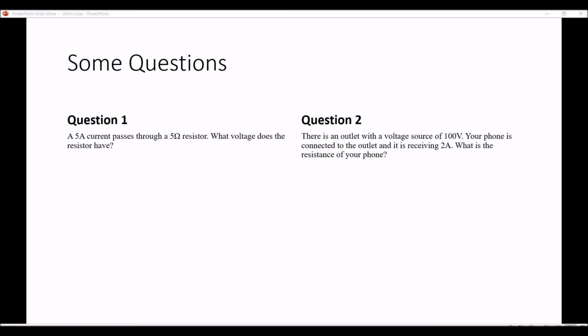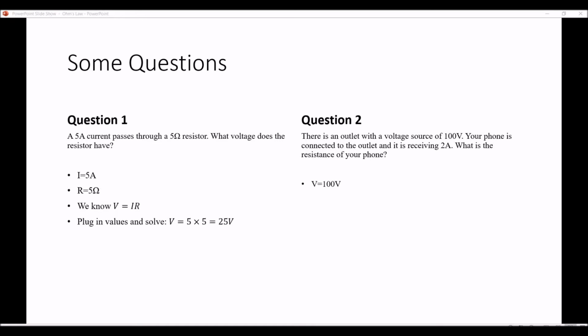Now I have some questions here that we can go over to help you understand what Ohm's law is. The first question is: a 5 amp current passes through a 5 ohm resistor. What voltage does the resistor have? So we'll start off by writing down what we know. We know we have 5 amps, that's our current. We know the resistance is 5 ohms. We also know the formula, V equals IR. Now you can plug in the values and solve. I equals 5, R equals 5, V equals IR, so 5 times 5, 25 volts.